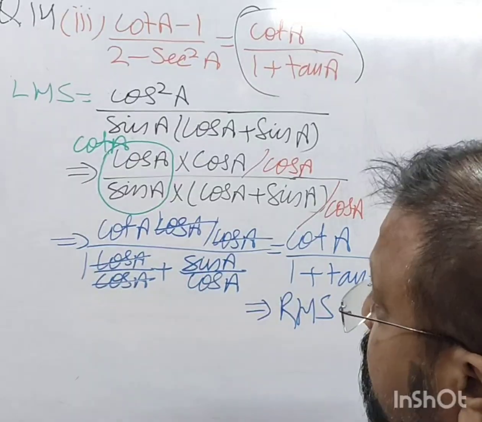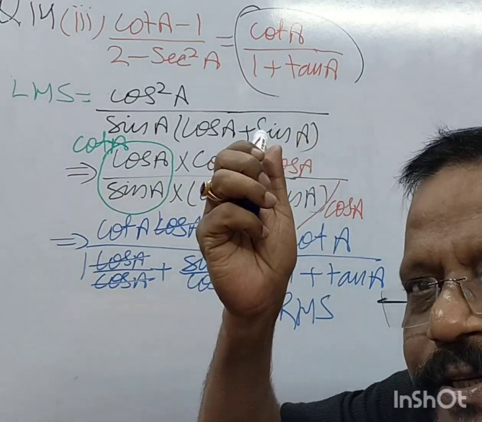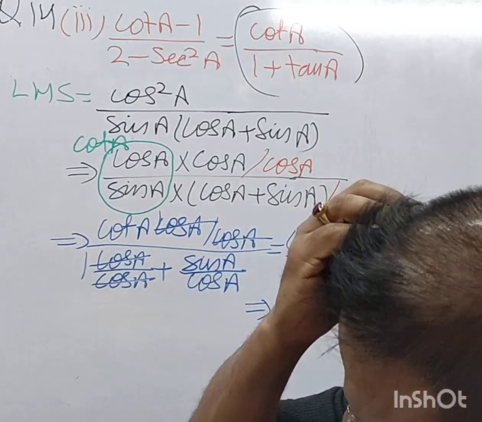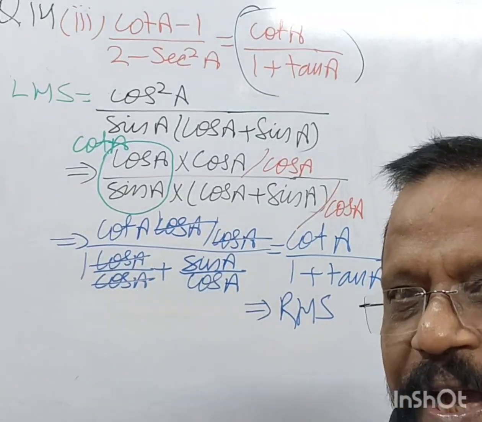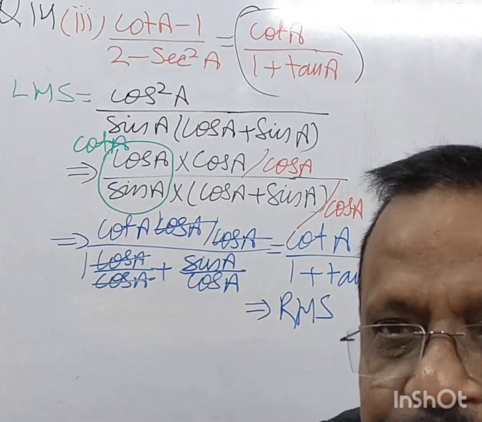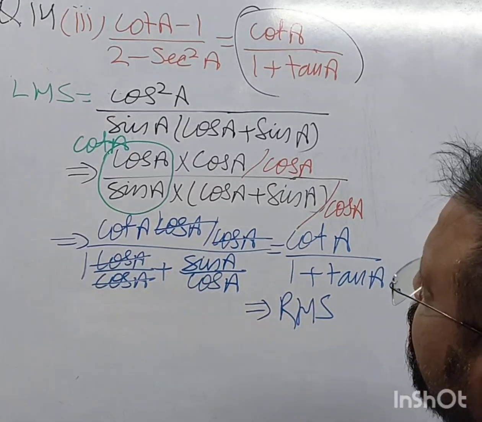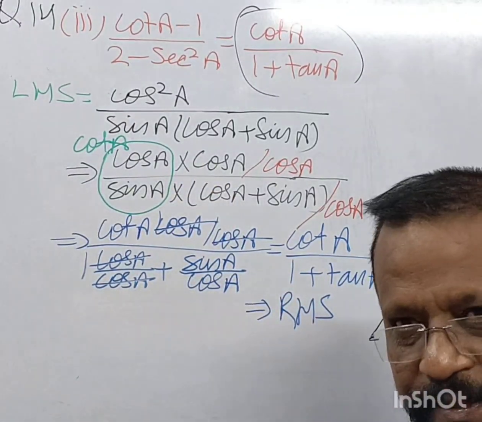One silly mistake I made: when we take sin A, I wrote cos square A, that should be cos A minus sin A upon sin A. Sin A should be there. I wrote cos A by mistake, so because of that there was a mistake. But now it is correct. It can be done like this also.